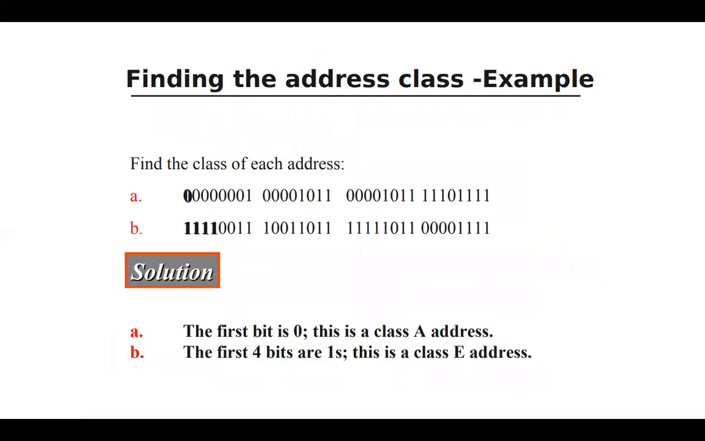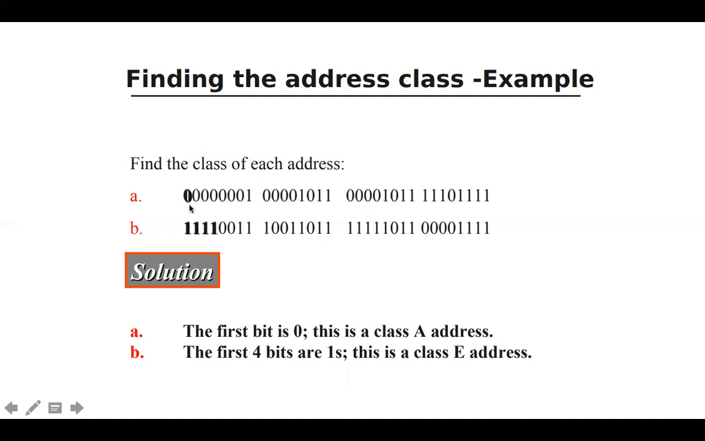So this is an example of how to find the address class. The question asks, find the class of each address. You are given an IP address in binary notation. To determine the class of each address, you need to refer to the first byte. So this is the first byte, second byte, third byte, and the fourth byte. In the first byte, you need to start looking at the first bit.